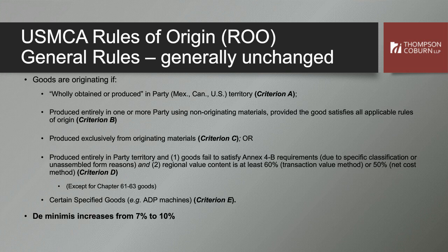Criterion B is produced entirely in one or more parties using non-originating materials, provided the goods satisfy all applicable rules of origin. That's when we're getting to the tariff shift, which will be the next slide. But here we have applicable rules of origin. So we say, here's this foreign item, and if this foreign item is a different classification than the finished product, or of certain different classifications than the finished product, then the finished product will be considered originating for preferential tariff purposes under the agreement.